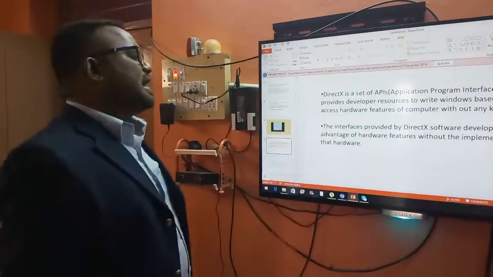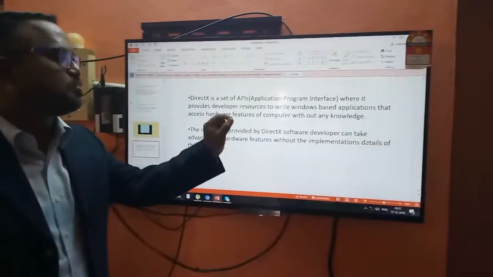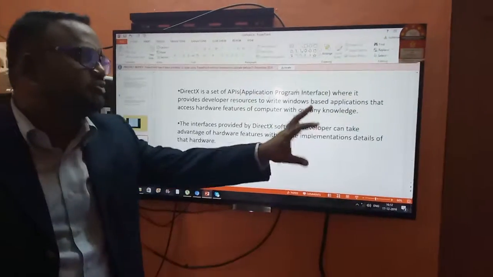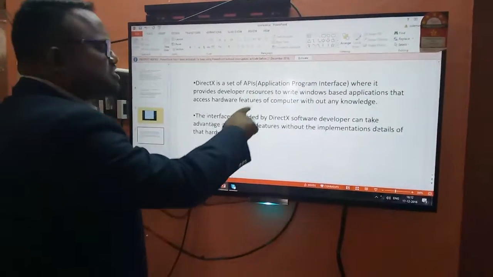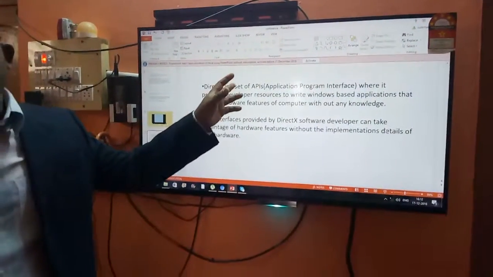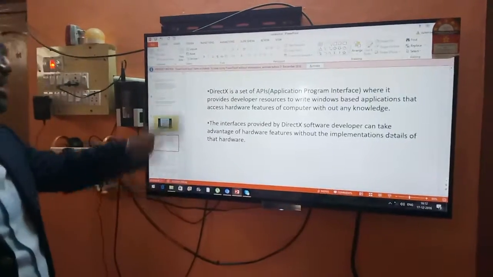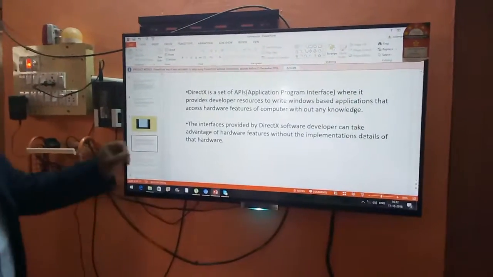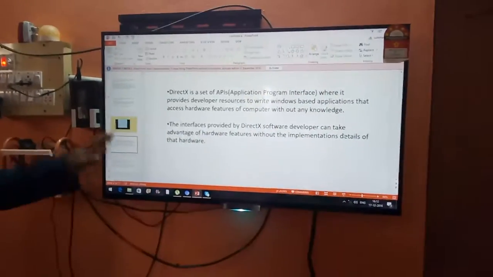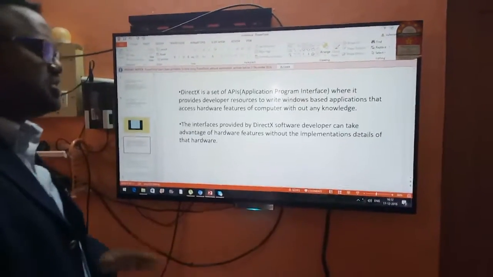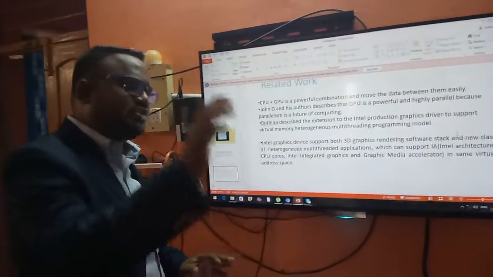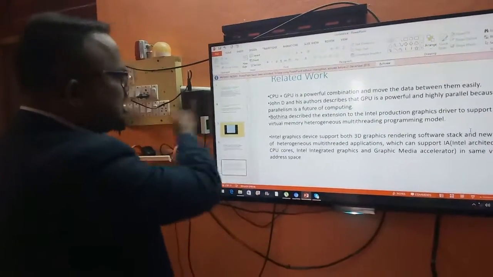DirectX is a set of application programming interfaces which provides developers resources to write Windows-based applications that access hardware features of the computer without any knowledge of the hardware. This was introduced by Microsoft. It is a product of Microsoft, which introduced DirectX containing this set of APIs. Through the interfaces provided by DirectX, a software developer can take advantage of hardware features without any implementation details of the feature. That means without any knowledge of the hardware, he can implement it. So, related work.